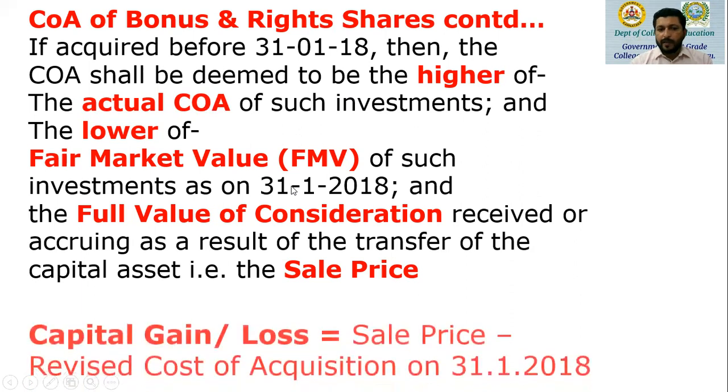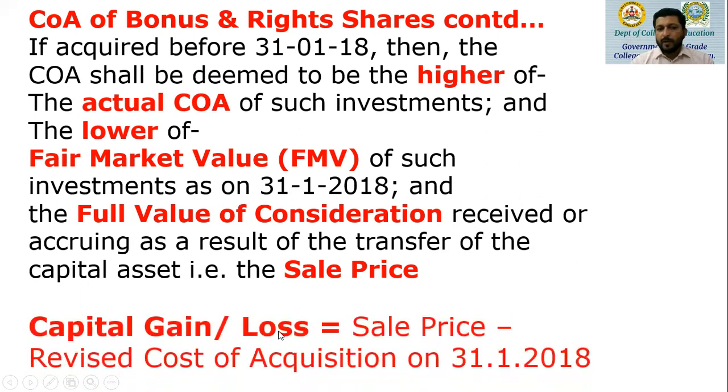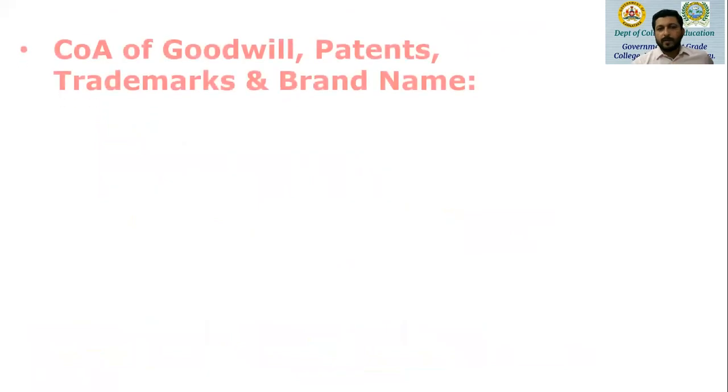Now, how do you calculate capital gain or loss? Capital gain or loss is nothing but the sale price minus the revised cost of acquisition on 31st of January 2018. So selling price minus the revised cost of acquisition on 31st January 2018 will be taken as the difference. If it's a positive value, it will be a gain. If it's a negative value, the difference would be a capital loss, depending upon whether it's held for more than 12 months or less than 12 months, provided the shares are listed, resulting in short-term or long-term capital gain.